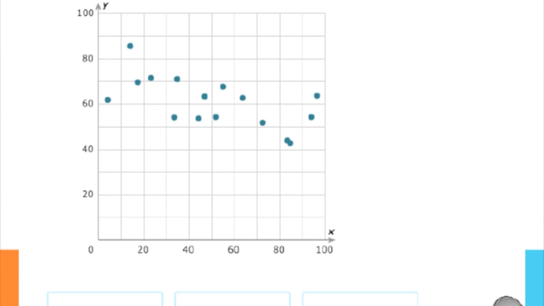Same with the third graph. Positive, negative, no correlation. Finally, we're going to look at these 4 graphs. You have to look at the data at the top and tell me what you think, what graph best describes this data.